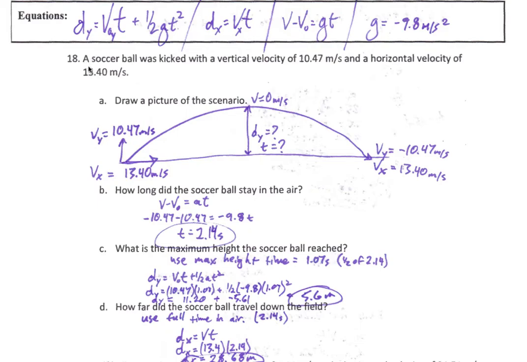All right, so this first one, number 18, which is the first one on this page at least: a soccer ball was kicked with a vertical velocity of 10.47 meters per second and a horizontal velocity of 13.4 meters per second. Draw a picture of this scenario.